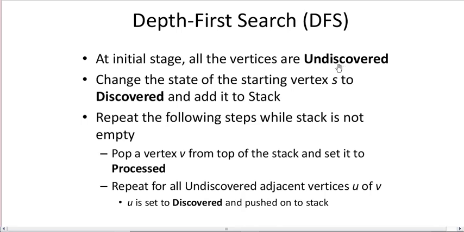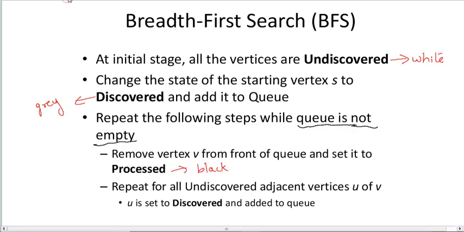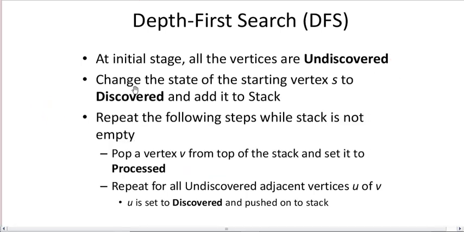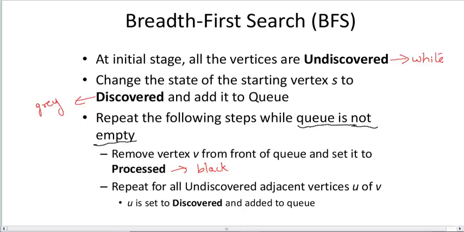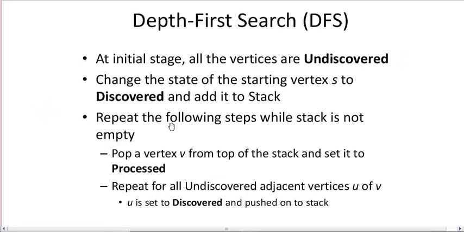As we have already seen, this is the same step in breadth first search. You can see over here, the same step is there in the BFS. The color code also remains the same. Depth first search step 2. Change the state of the starting vertex to discovered and add it to the stack. This step also remains the same as compared to the breadth first search. As you can see over here, just instead of queue, we are using stack in depth first search. Repeat the following steps while the stack is not empty.